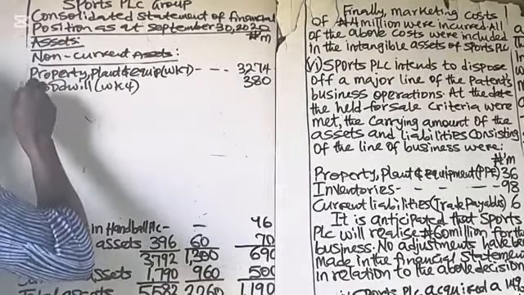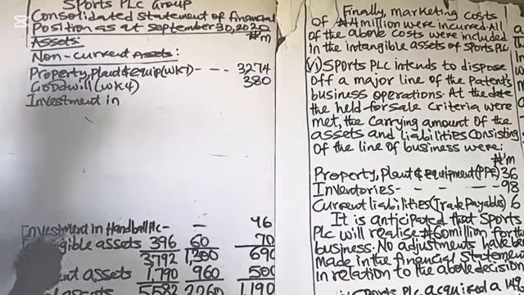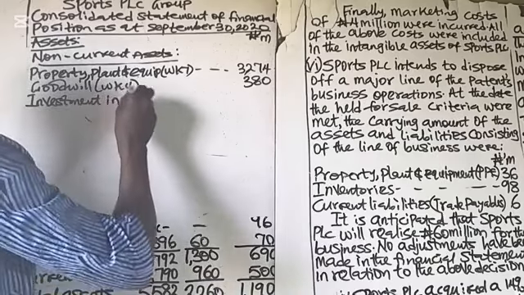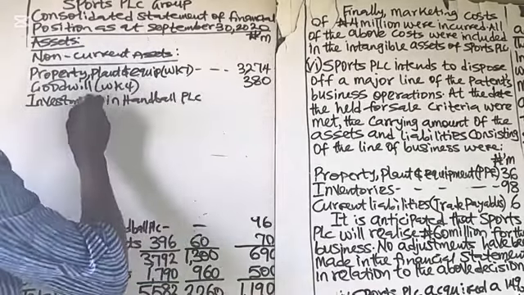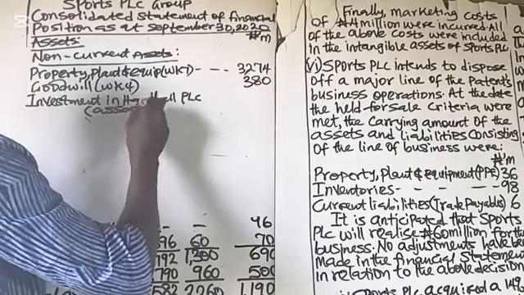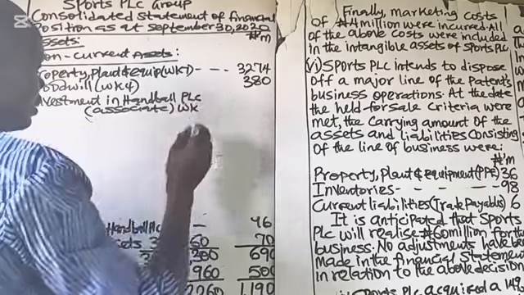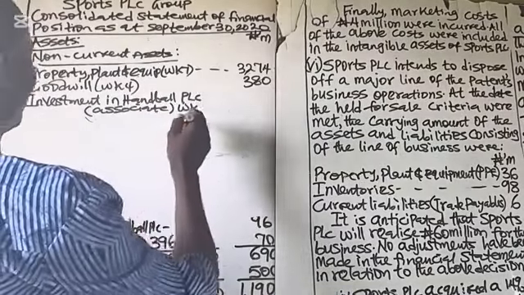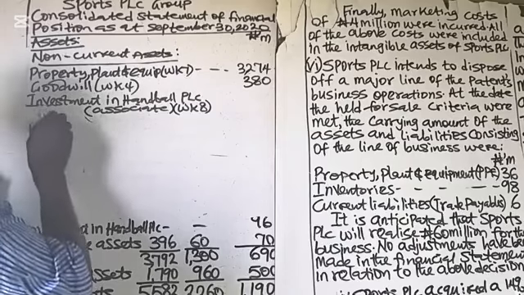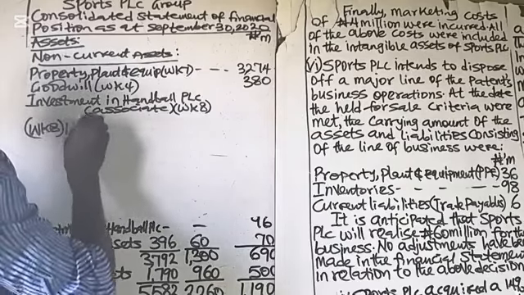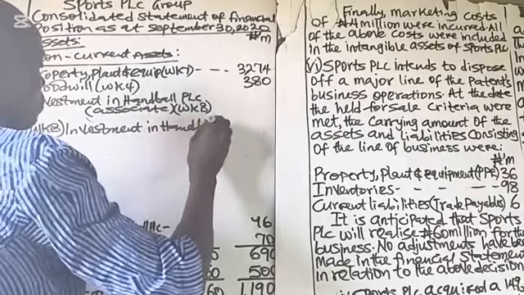The next item is investment in handball PLC. Remember, handball PLC is an associate of the sport PLC. Let's have that as working number 8. So working number 8 now. Investment in handball PLC.